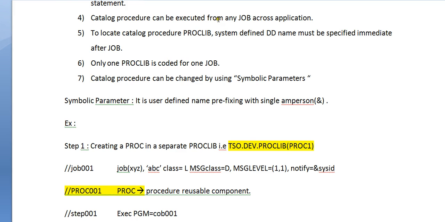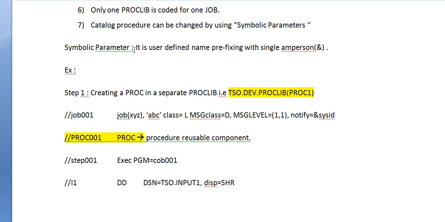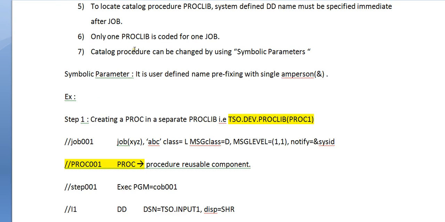A catalog procedure can be executed from any job across applications. You have defined a proc, you have a member in that proc library, and if you want to use that member, you can use it from any JCL. To locate the catalog procedure, the system-defined PROCLIB name must be specified immediately after the job card. So only one PROCLIB is coded for one job. You cannot code multiple proc libraries, same as STEPLIB. So PROCLIB is coded for one job.